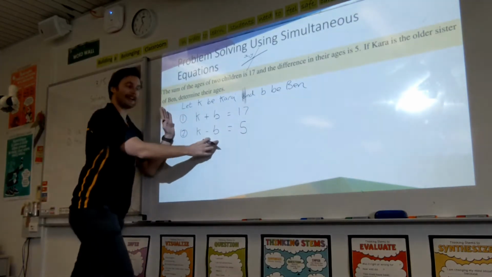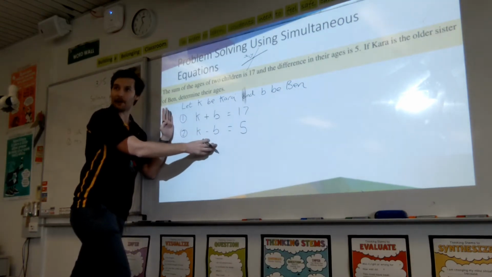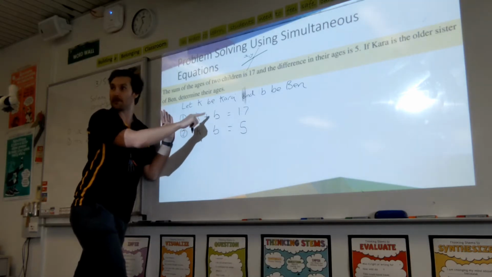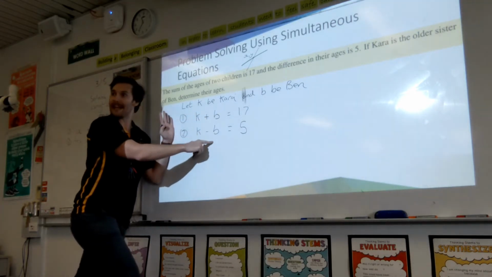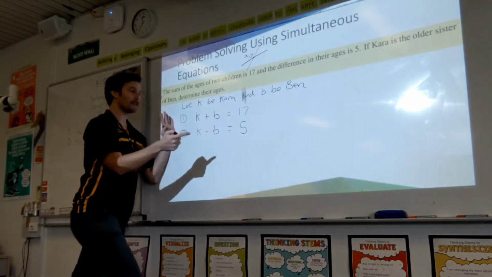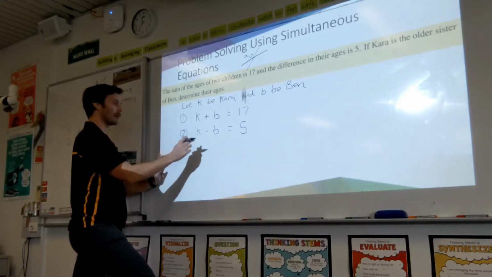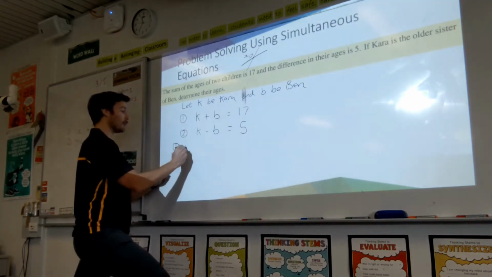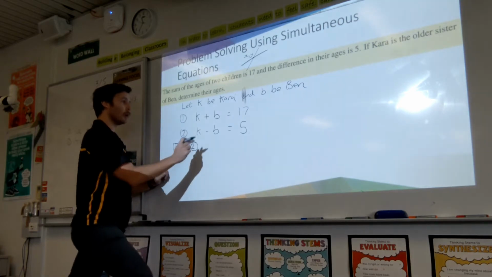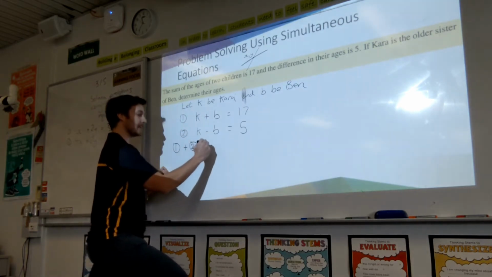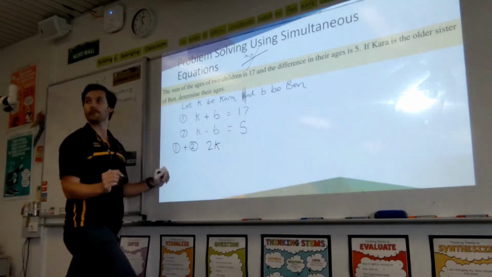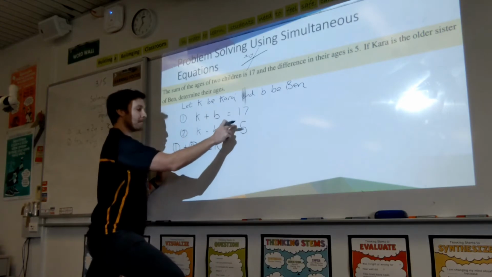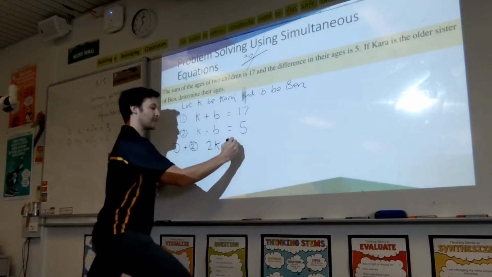Now, this one has been a little bit kind to us, because for our first equation, we've got a value for B of +1, so plus 1b. Second one, we've got -1b. So what I'm going to do for this one, we can easily add those two together. So I'm going to say what I'm doing. I'm going to say equation 1 plus equation 2 will give me, well, k plus k is 2k. B take away b is nothing. 17 plus 5 is 22.